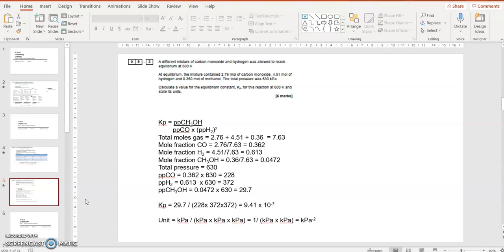Units. Well, I've got 1 pressure on top, partial pressure of the methanol, divided by the partial pressure of the carbon monoxide multiplied by the partial pressure of the hydrogen squared. So I've got 1 kilopascal on the top, 3 kilopascal on the bottom, cancel a kilopascal top and bottom. I've got kilopascal squared on the bottom, which is kilopascal to the minus 2.